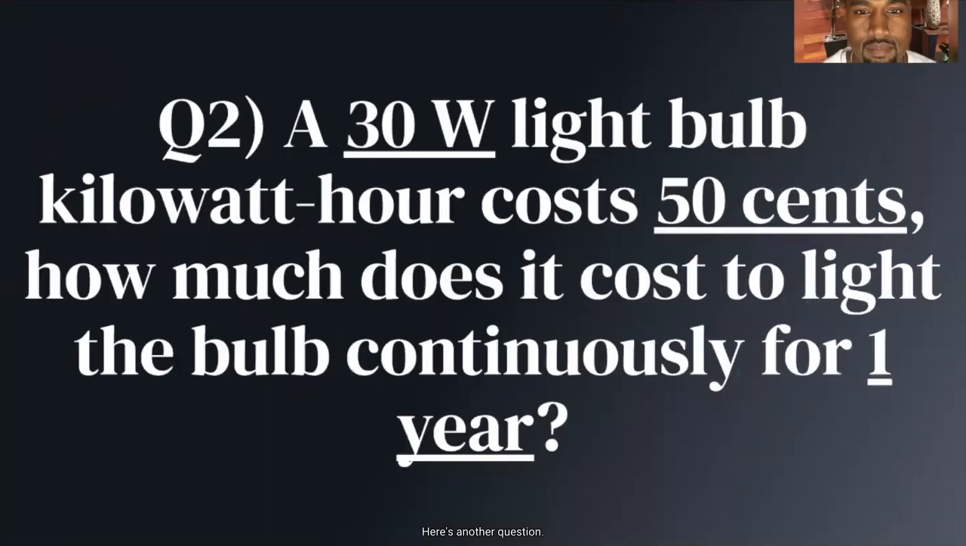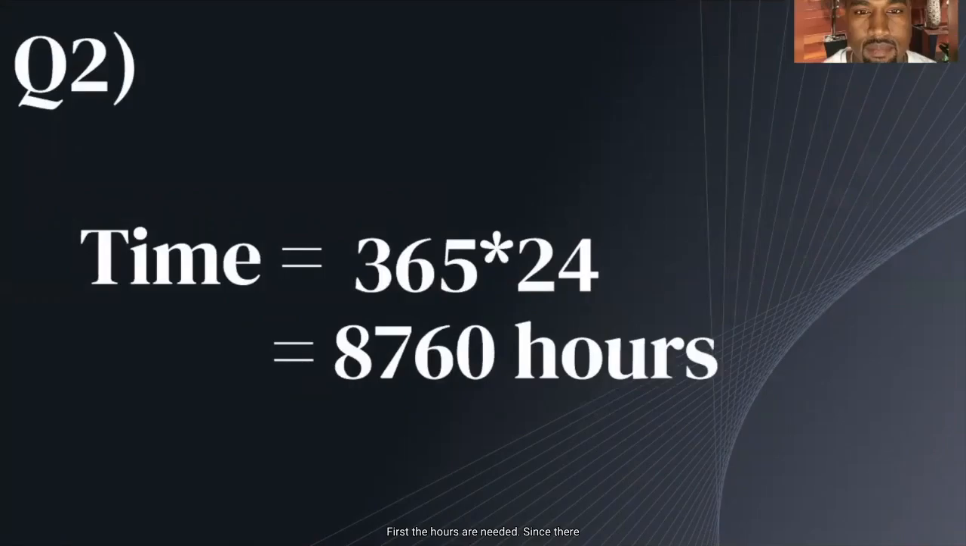Here's another question, it is a bit harder. A 30-watt light bulb's kilowatt hour costs 50 cents. How much does it cost to keep the bulb on for 1 year? First, the hours are needed, since there are 365 days in a year and 24 hours in a day. The hours needed will be equal to 365 times 24, which is equal to 8,760 hours.